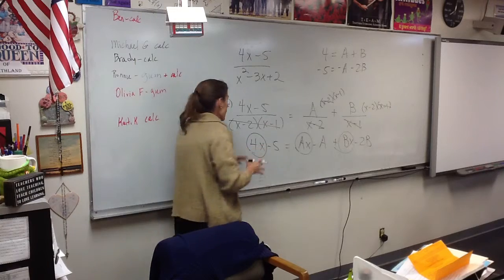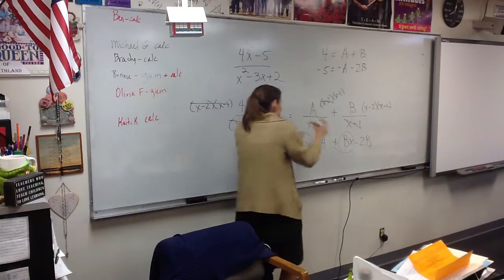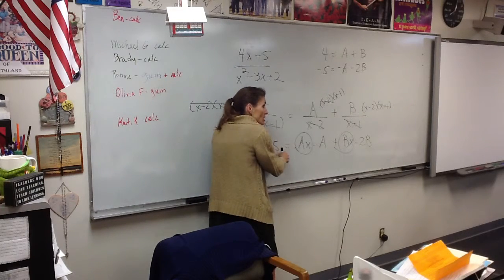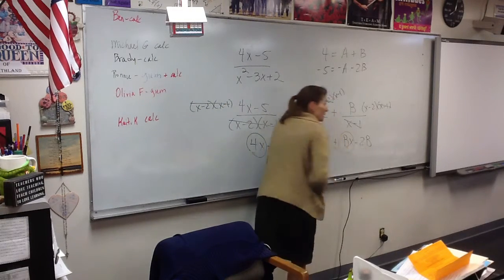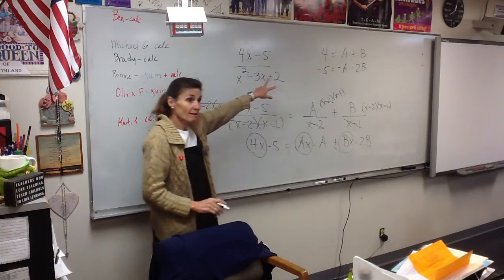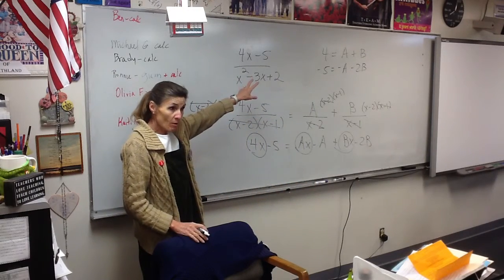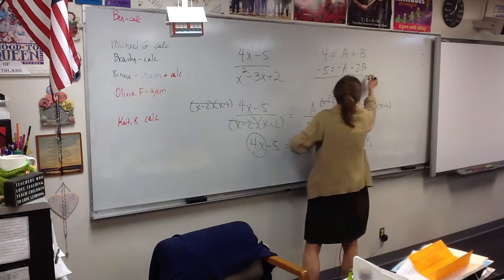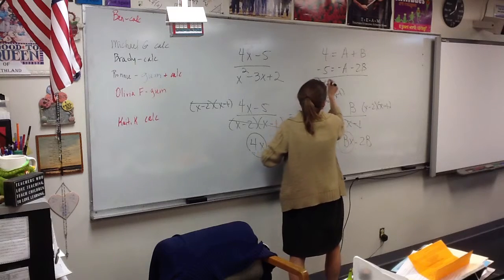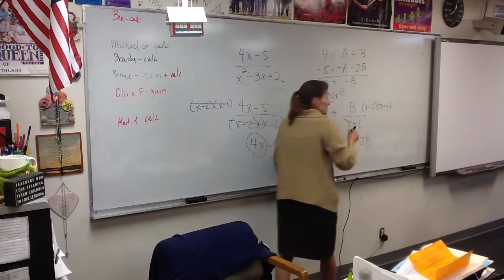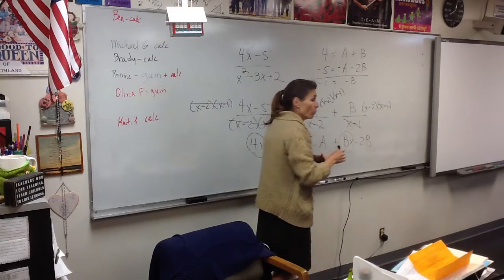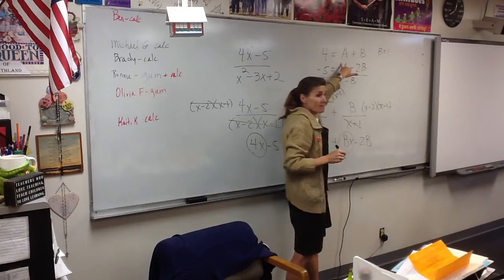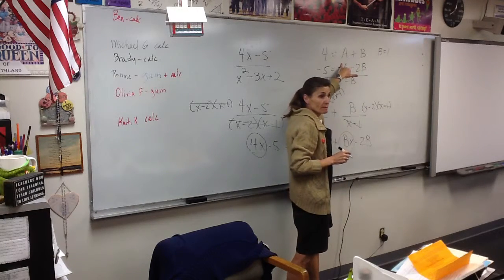In other words, the x's on the left match the x's on the right, and the plain numbers on the left have to add up to the plain numbers on the right. Look what I've got there. Is that solvable? Yeah. In fact, I can just add those together, and it says negative 1 equals negative b, so b equals 1. And if b equals 1, then a would have to be 3.